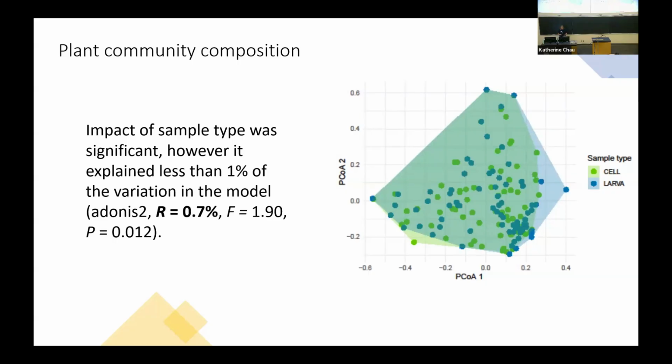When we considered this statistically, we found that sample type explains very little of the variation that we're seeing, less than 1%. So it means that in both sample types, we're recovering most of the community that is present. So if you are looking into likely plants that have been provisioned by the parent, either for food or to build the cell, then the cell content can give you the same insight as using the larvae themselves. So hopefully it could be something that's non-invasive and we could use further down the line.